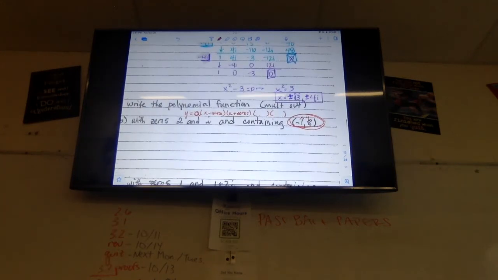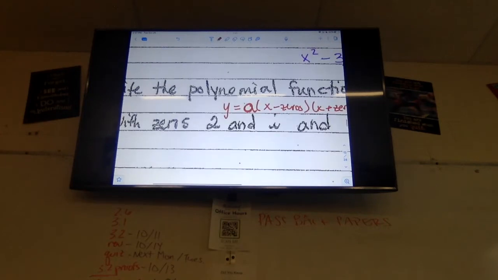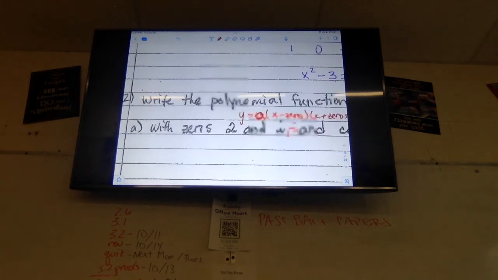That being said, let's start in factored form because we've got to start somewhere. My zeros are 2 and i. Ooh, there's one more zero that they didn't tell me, but I know. What's that other zero? Negative i. Very good. We've got to do the conjugate. So I've got 2, i, and negative i. Don't forget the conjugate and the imaginary number go hand in hand. So I'm going to set this up as y equals a times (x minus 2) times (x minus i) times (x plus i).